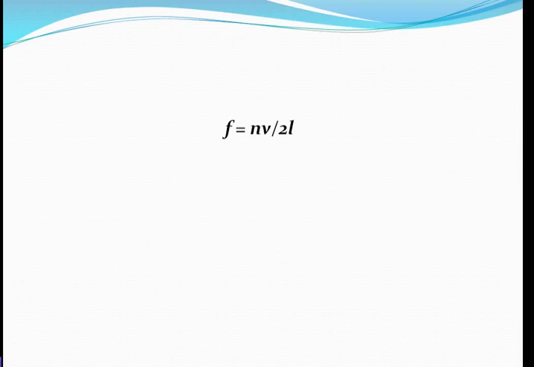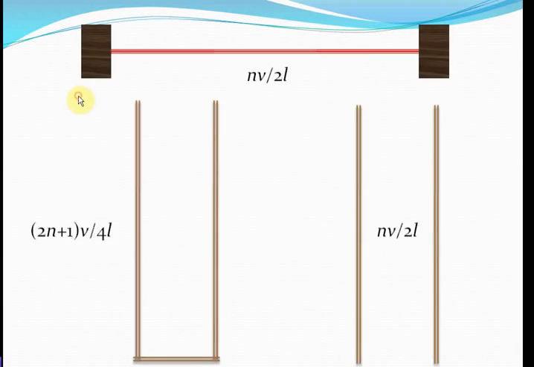This means that if we bring a tuning fork or any object vibrating at a frequency equal to NV by 2L, then there will be resonance, because these frequencies represented by NV by 2L are the natural frequencies of the open organ pipe. Now let's have a look at all the three objects that we've studied at once.